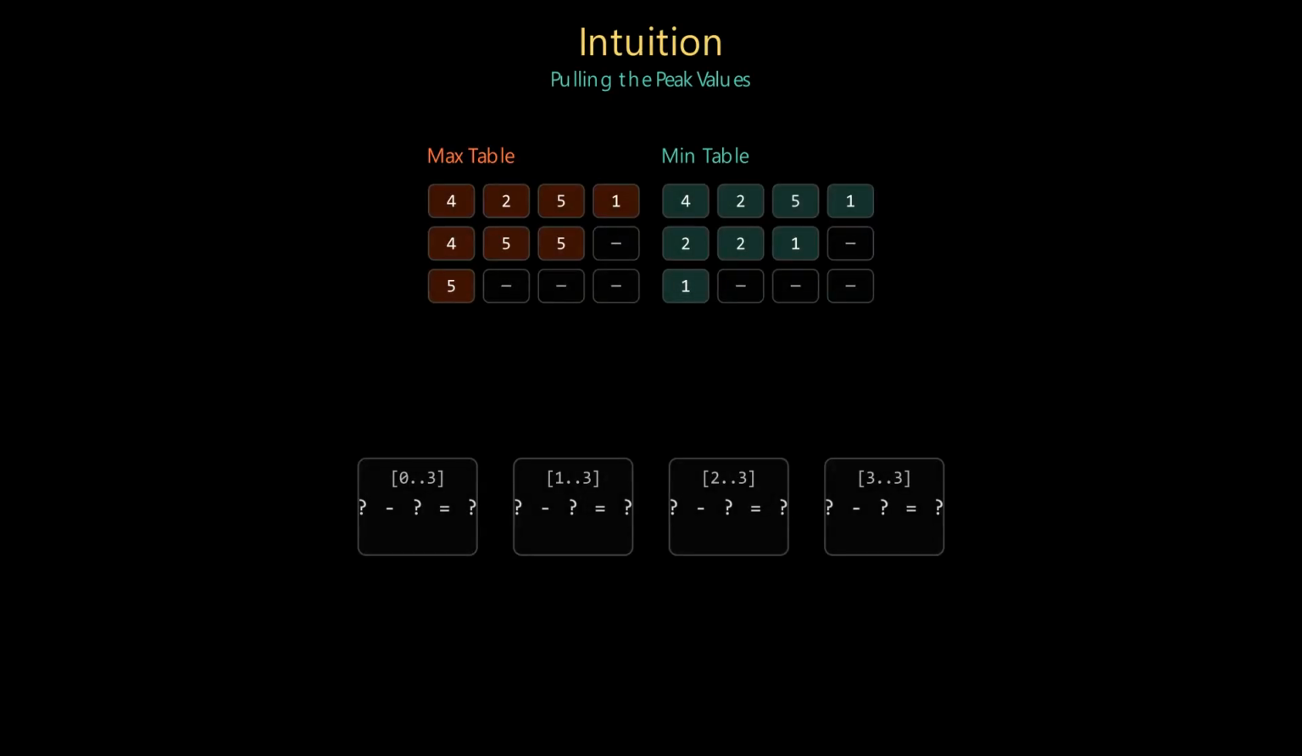Instead of manually calculating every single subarray combination, we query our pre-built max and min sparse tables. For each of our 4 starting positions, we instantly pull the maximum and minimum values for their widest possible windows. Because sparse tables guarantee constant time lookups, we compute the definitive peak scores for all 4 starting tracks simultaneously in O of 1 time.